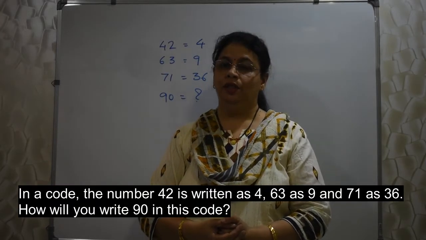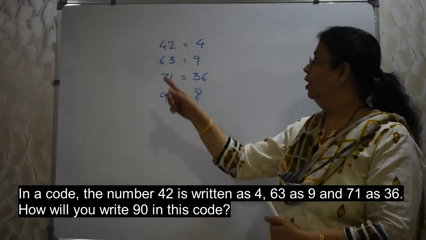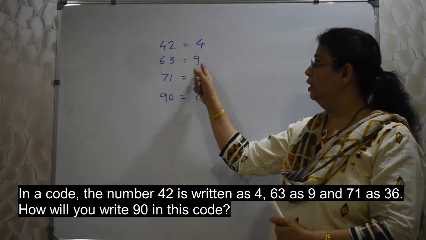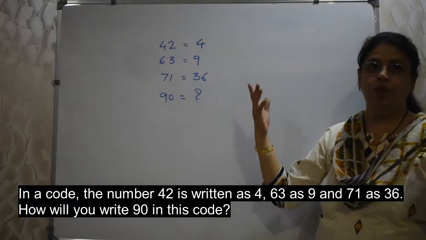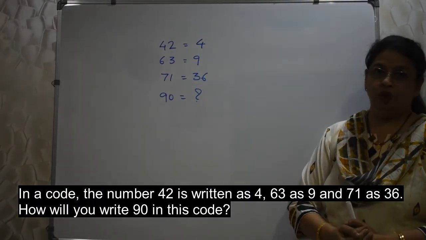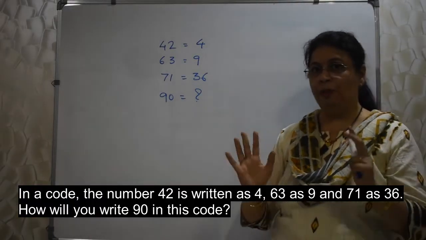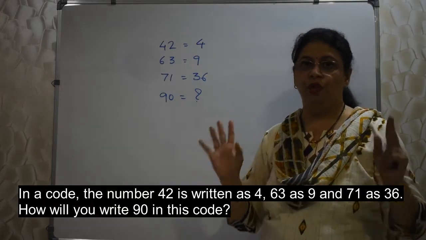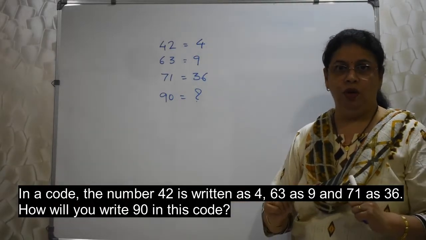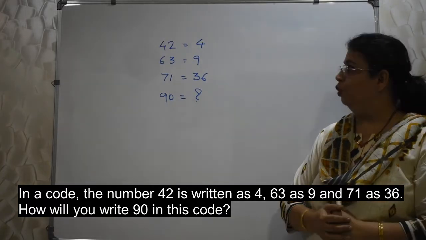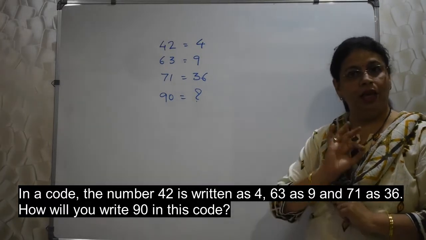Okay, students, what have they given us? 42 is 4, 63 is 9, 71 is 36. So they are telling us to find out what is the code for 90. Now student, whatever information has been provided to you, that is sufficient for you to arrive at the answer. I keep on telling you this, correct? You must be bored by now. So many times I have already told you. Here also I am telling the same thing.